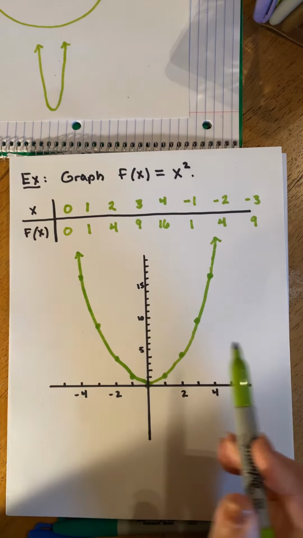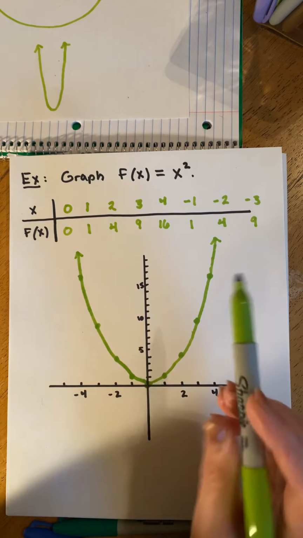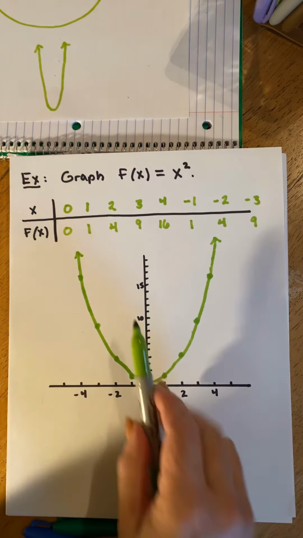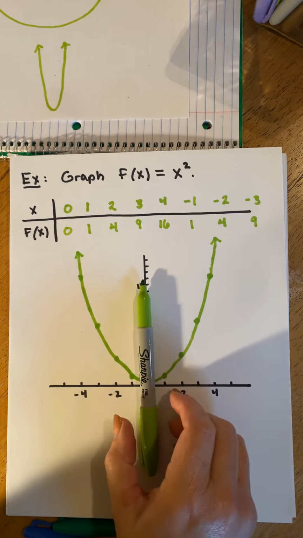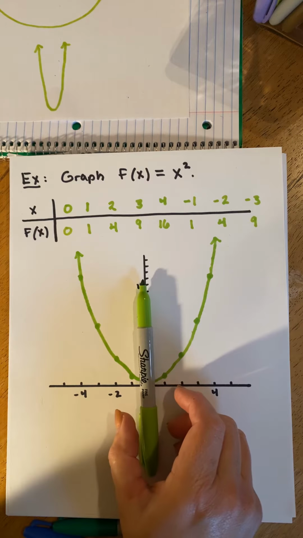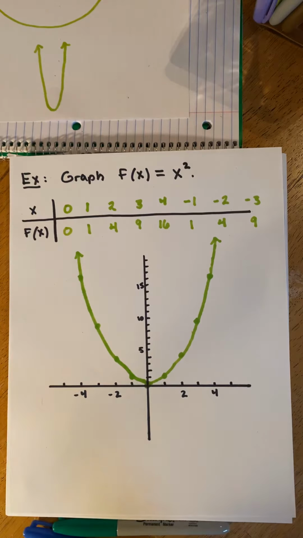And what I observe here is it goes up as I move to the right, it goes up to the left. We see this mirror image. If I put a line right here, the y-axis, I know I can fold the graph on this line and it's going to be a mirror image on each side of itself. That is, it exhibits symmetry with respect to the y-axis.